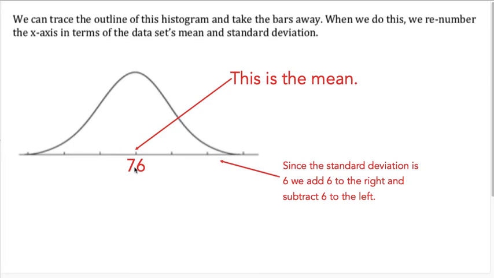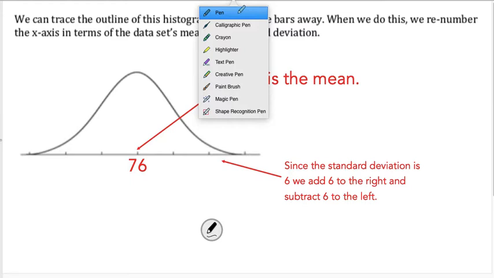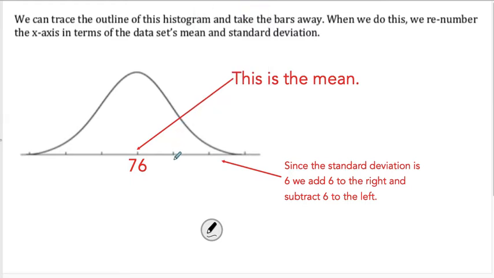So on your normal curve, I'd like you to label 76 in the middle, and make note that that is your mean, and we add 6 to each standard deviation. So these tick marks on the x-axis are the number of standard deviations you are away. So this next tick mark would be 82, and then 88. And then going to the left, we would subtract 6, so we'd have 70 and 64.